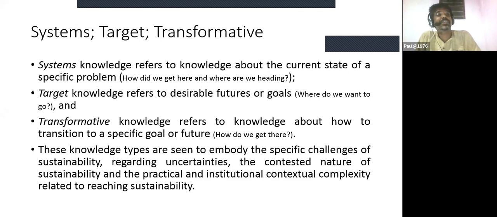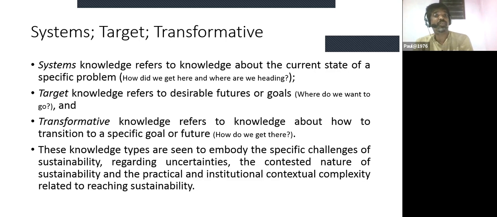In India, there is a big problem, Hindu-Muslim, or minority versus majorities. So how do we get here? Where are we heading towards? These are the systemic problems. Target knowledge refers to desirable futures or goals. Do you want a secular country? Do you want a Hindu Rashtra? So where do we want it to go? This is a big issue. Goal. What is your goal?